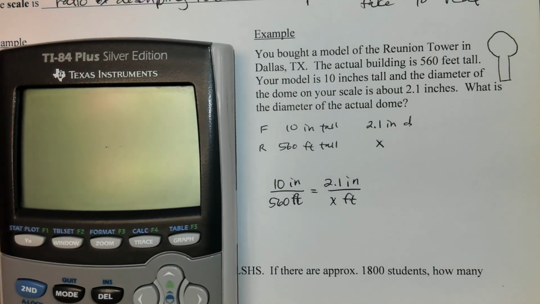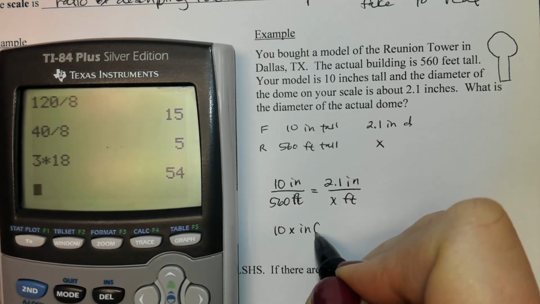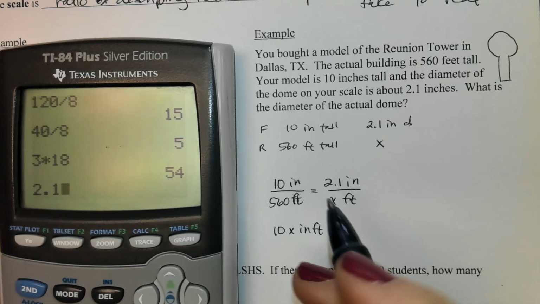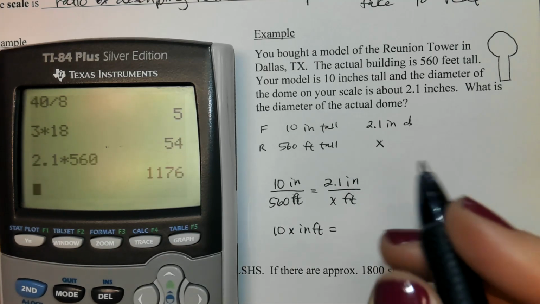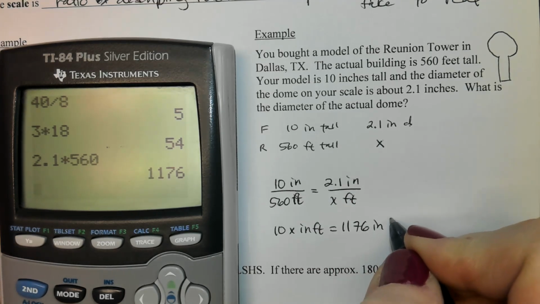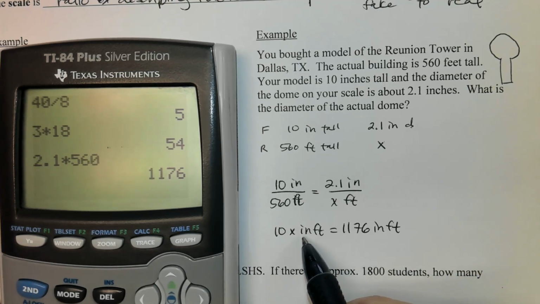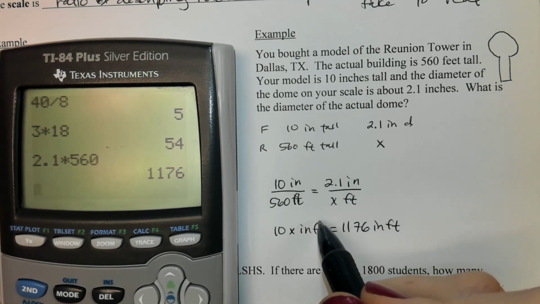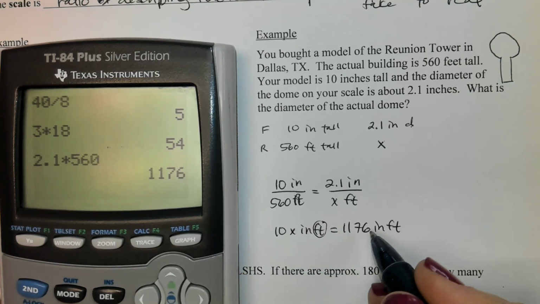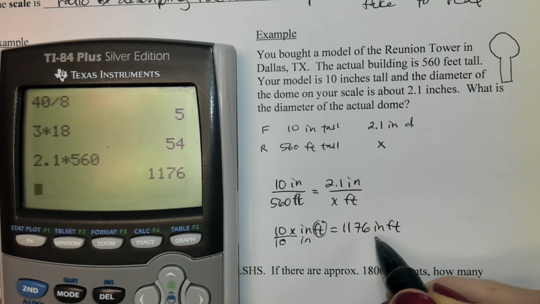When you are looking to solve, what actually happens is when you cross multiply, you would end up with 10x inches feet, which is super weird. On the other side, you would have 2.1 times 560, which is 1,176, again, inches feet. And so these labels are going to take care of themselves as we're trying to solve. So this is the one we're solving for. So I'm going to go ahead and divide by my 10 inches.